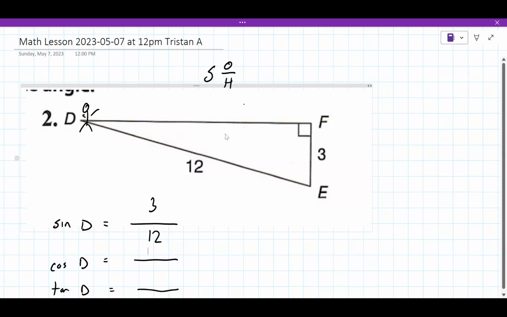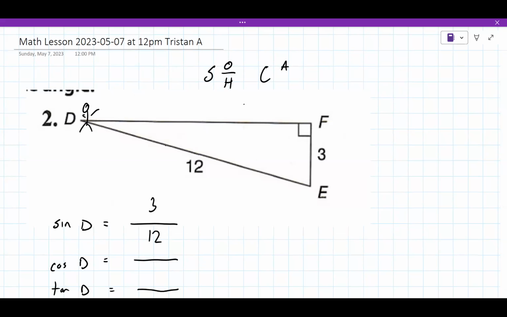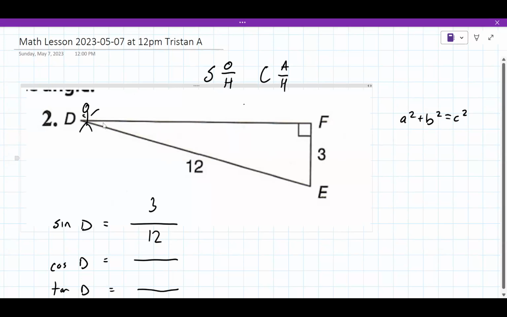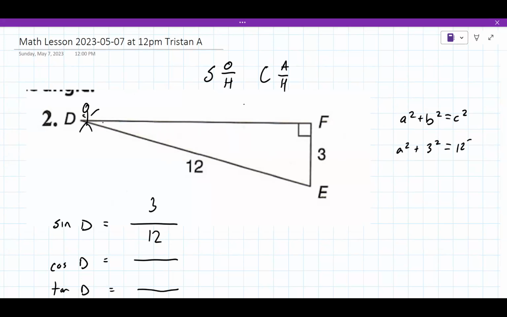Okay. Now the cosine of D is the adjacent over hypotenuse. The adjacent is the one that's kind of closest, that's not the hypotenuse. So the adjacent is this D to F, which we don't have. Do you remember how to find the third side of a triangle when you know two of them? Yeah, the Pythagorean Theorem. A squared plus B squared equals C squared. In this case, we can call D to F A. So that's our unknown. B is 3 and C is 12.